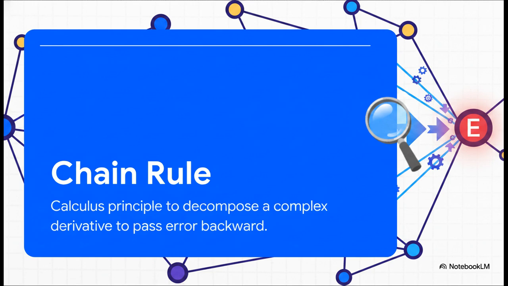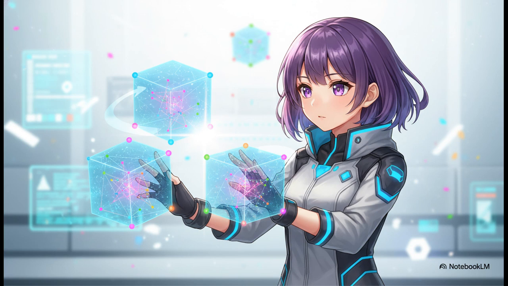So the crucial point here is the chain rule. When we want to know how much a single weight in the very first layer of our network messed up the final output, doing direct math is a total nightmare. There are just way too many connections. So instead, we use the chain rule to decompose that massive derivative into a sequence of smaller, bite-sized derivatives that multiply together. It allows us to pass the error backward, step by step, from the cost function to the earliest layers without getting stuck.